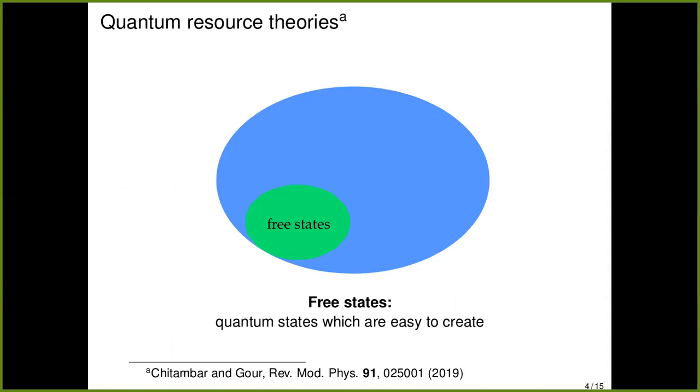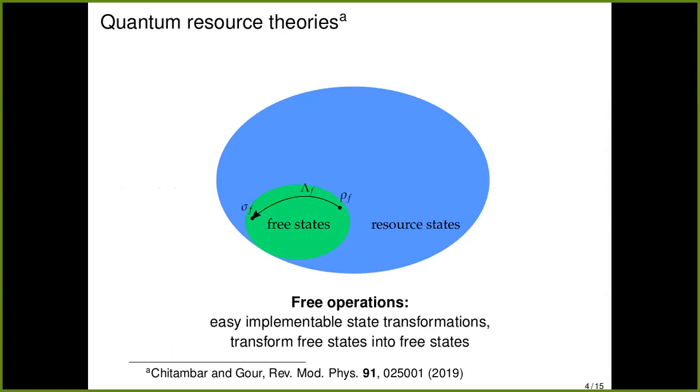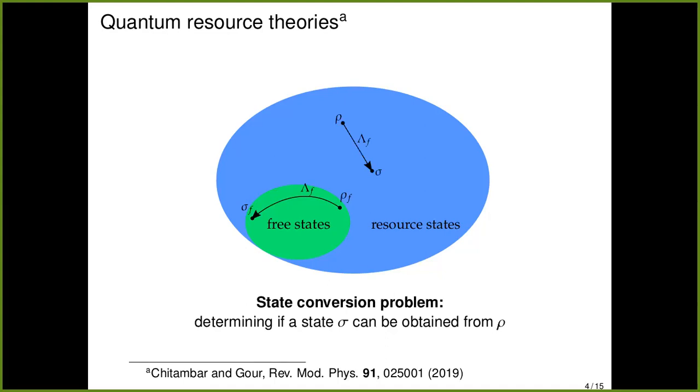So in a resource theory, we typically talk about free states, and states that are not free are called resource states. We also consider free operations that map free states into free states. One of the questions that we will address in this talk is about convertibility of states. After you have defined all your free states and operations, you can ask, can you convert a state rho into another state sigma with these free operations?